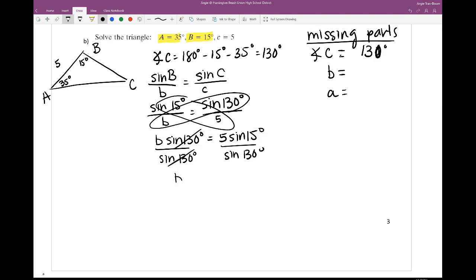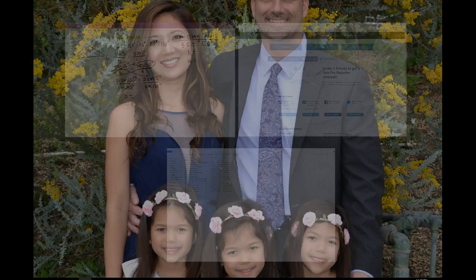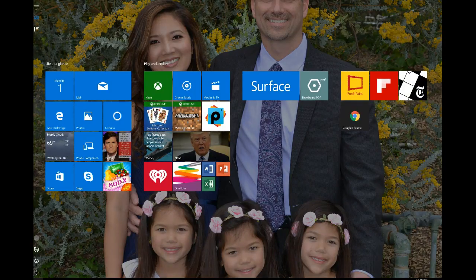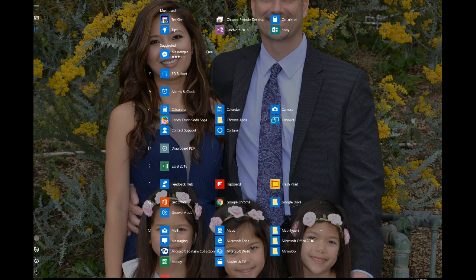Using your calculator, round to 2 decimal places. I'm going to go look for one. Let's see if I can find a calculator somewhere over here. Calculator, where are you? Here we go.